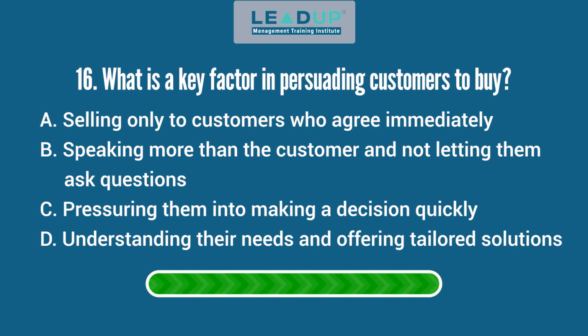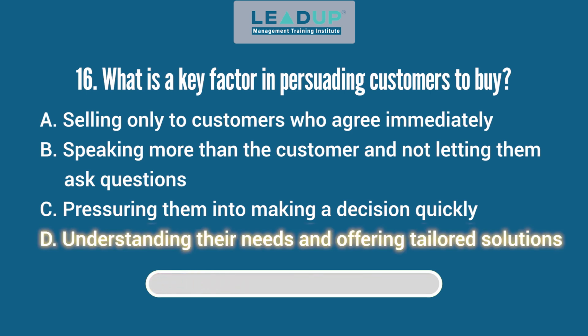Question 16. What is a key factor in persuading customers to buy? A. Selling only to customers who agree immediately. B. Speaking more than the customer and not letting them ask questions. C. Pressuring them into making a decision quickly. And D. Understanding their needs and offering tailored solutions. Answer: understanding their needs and offering tailored solutions.